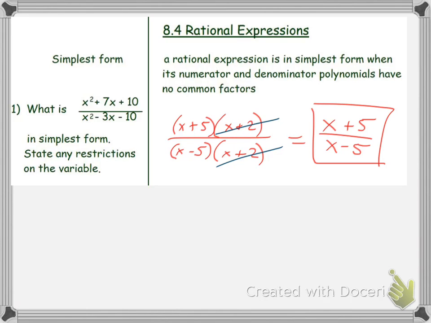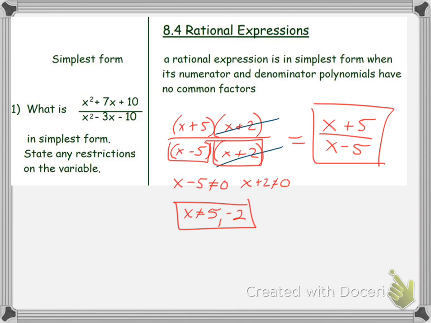Now the restrictions come from each factor in the denominator. So I have two factors here, x minus 5 times x plus 2. And each of those is not allowed to be 0, because if it's 0, then it makes the denominator 0. So what that means is x cannot equal positive 5 and x cannot equal negative 2. So those are my restrictions.